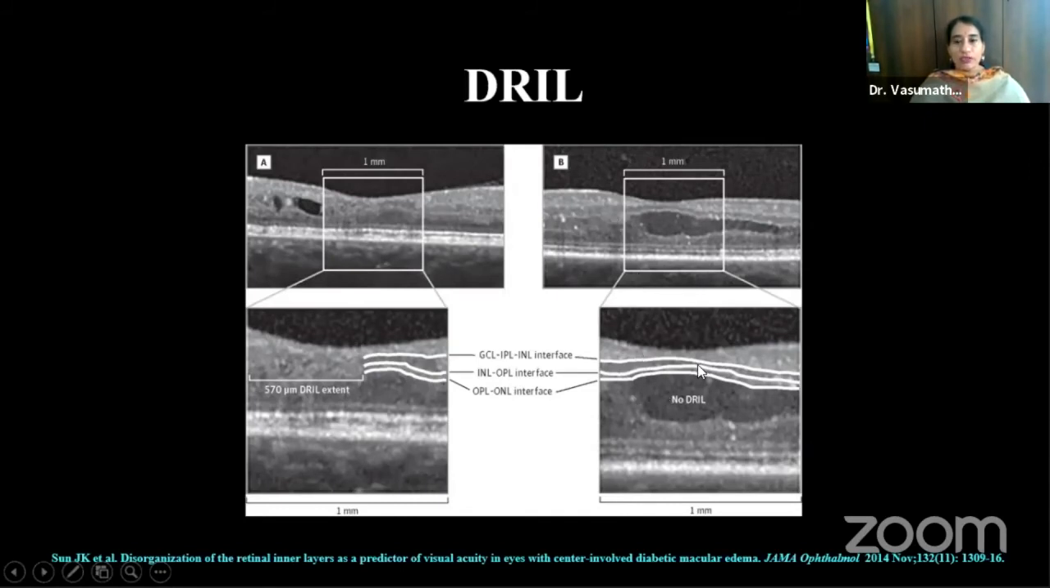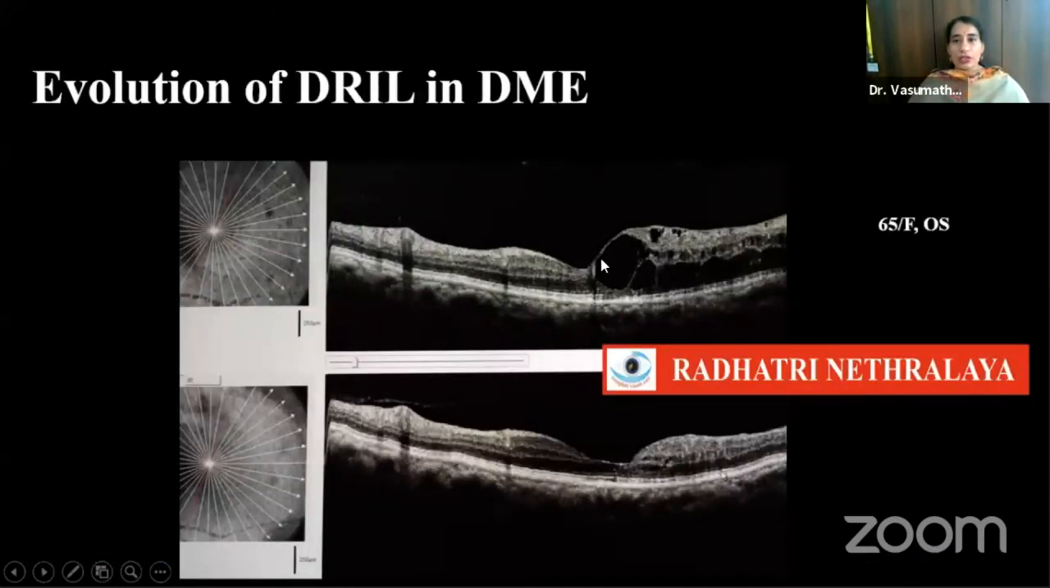So this patient will generally do well when there is no DRIL, disorganization of inner retinal layers, whereas this patient doesn't do so well following treatment. And this is one such patient. Despite a huge cyst, you can see that here there's not much DRIL, and this patient does quite well with flattening of the cyst following intravitreal anti-VEGF injections.